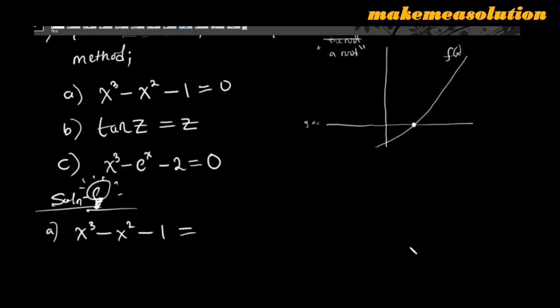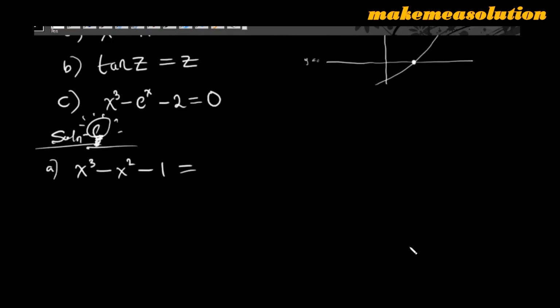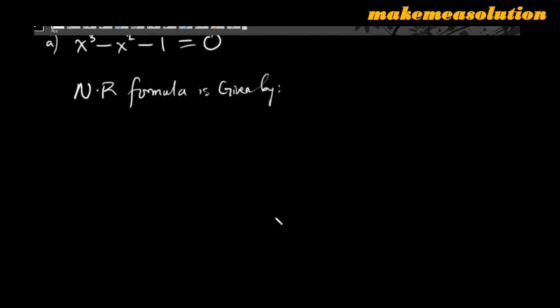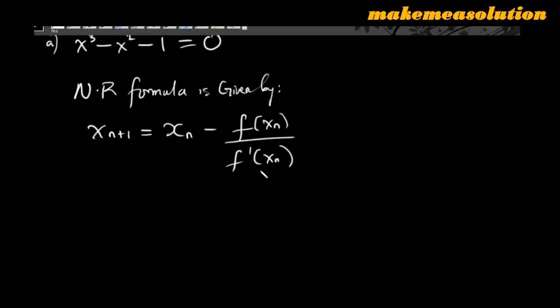So how is Newton-Raphson's method and what is the formula? So you have equal to 0 here, okay? So for this particular one, Newton-Raphson's method is given by xn plus 1 is equal to xn minus f of xn all over f prime of xn. For the sake of time, I'm not going to do the derivation of this formula here, but I'm going to show you very well how to apply it.